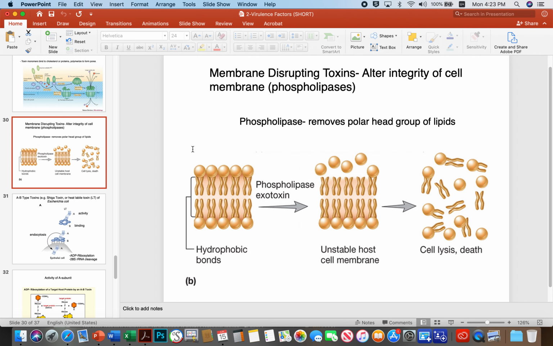Another type of membrane disrupting toxin are the so-called phospholipases. And so these guys will chop the little hydrophilic heads off of these phospholipids and cause membranes to fall apart. So again, phospholipases remove polar head groups from lipids and cause the membranes to fall apart.